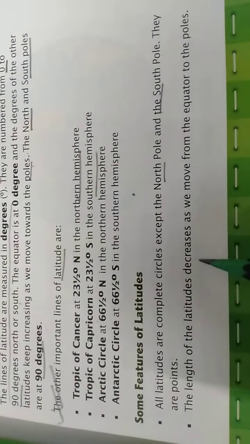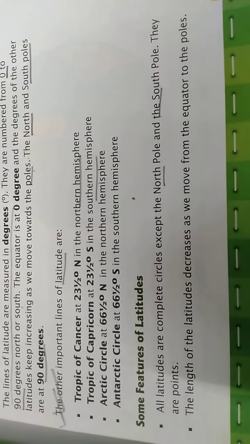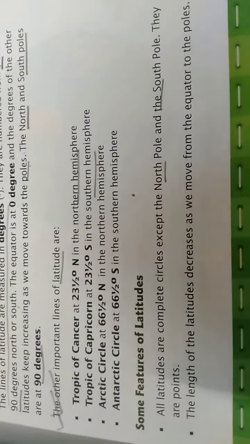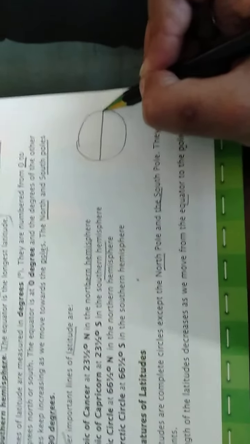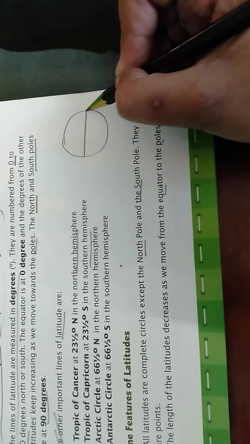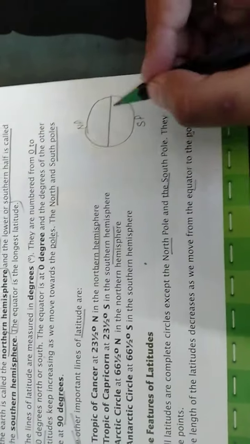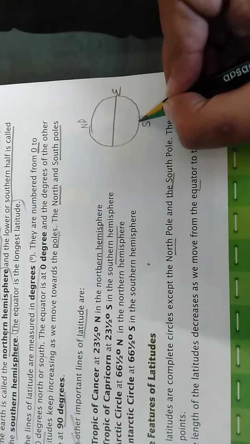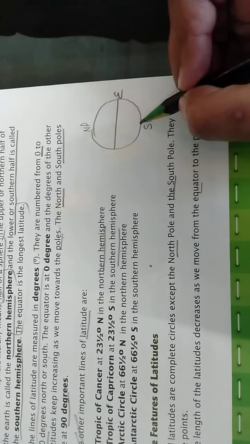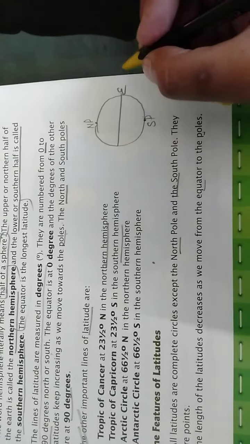The length of the latitude decreases as we move from the equator to the pole. So the length of the latitude keeps on decreasing when we move from the equator to the pole. For example, this is our earth and this is the equator. This is the North Pole, this is the South Pole, and this is the equator. So as we move from the equator to the pole, whether we move from the equator to the South Pole or to the North Pole, the latitudes are decreasing.